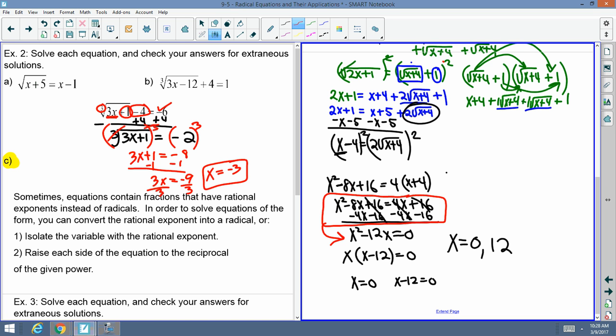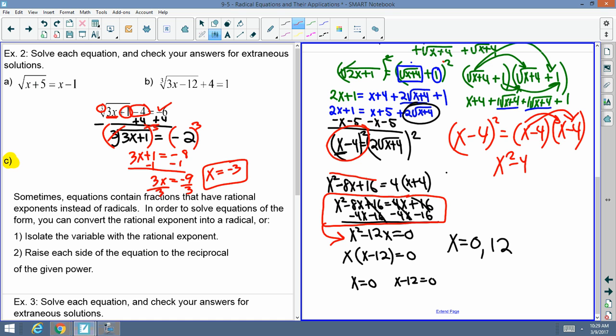Where did I get this? From here, guys. x minus 4 squared equals x minus 4 times x minus 4. Apparently, you're going to have to go the long way because you're being hard-headed with learning the easy way. x times x is x squared, minus 4x plus 16. Negative 4x minus another 4x gives me that negative 8x.